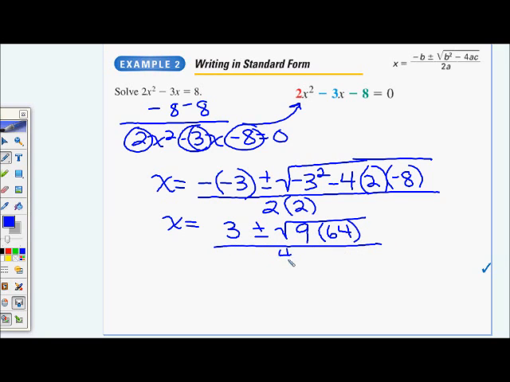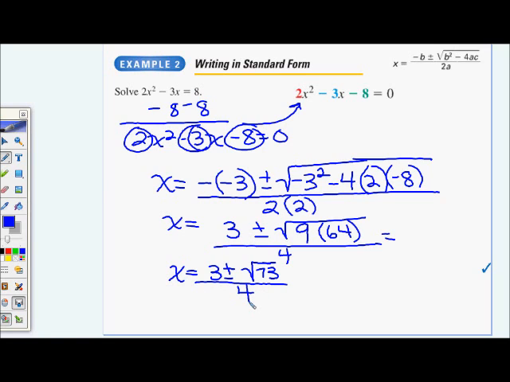Again, we have that all over 4 because we're 2 times the 2. Go ahead, and this is going to be that, I guess I could put it there. We have 3 plus or minus, and then our 9 plus 64 would be the square root of 73, and that actually is its simplest form, and that's going to be over 4.